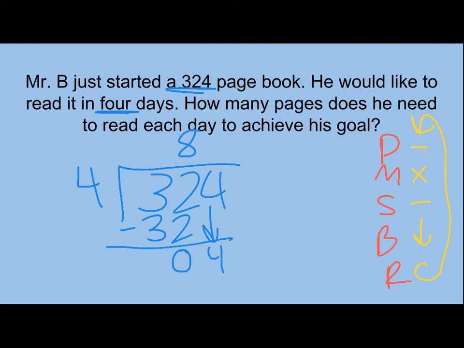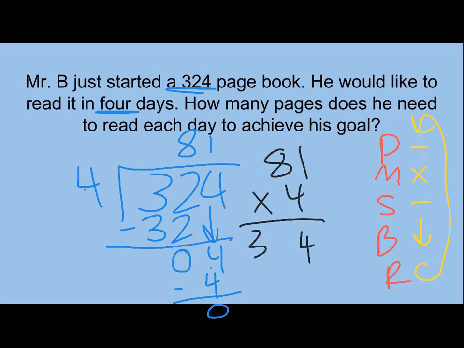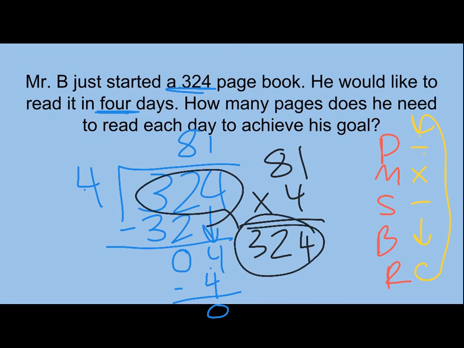I bring down my 4. Now, how many times can 4 go into 4? 4 can go into 4 one time. 4 times 4 is 16. Subtract, that gives me a difference of 0. So I don't have a remainder at all in this one. So now I need to check my work, because that's always important. So I take my quotient, 81 times 4, my divisor, it's going to give me 324. I don't have a remainder to add in, and this simply matches this.